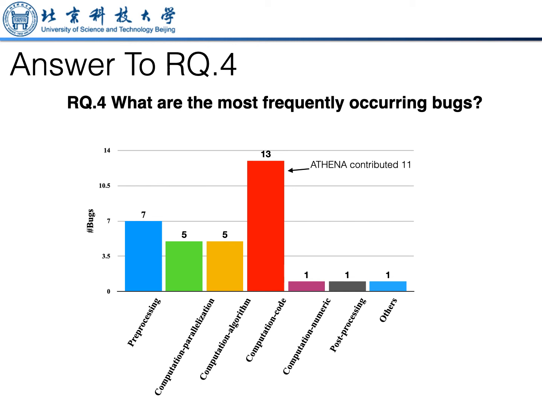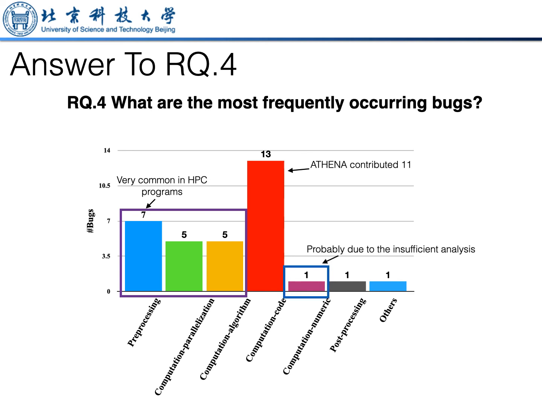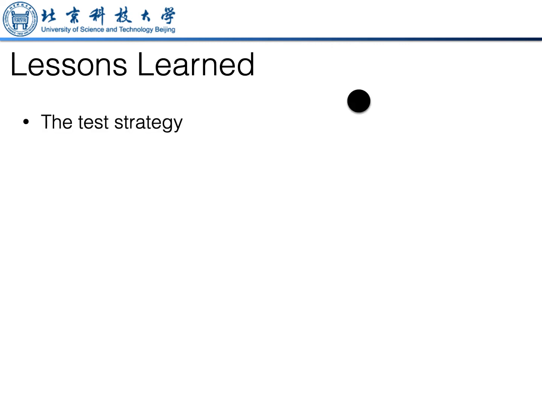Many bugs can be attributed to the misunderstanding of the old code. After that, there are also many bugs in preprocessing, parallelization and algorithm implementation. This implies that special attention must be paid to find those bugs. We found only one numeric error, but it is probably due to the lack of scalable tools that allow us to conduct systematic testing. Based on our experience, we propose the following test strategy.